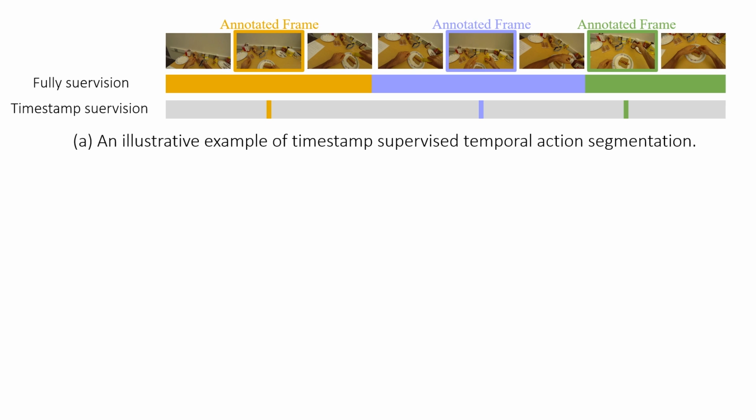Timestamp supervised temporal action segmentation only requires a single annotated frame for each action segment. This reduces annotation cost significantly, but also introduces a new challenge: how to learn the semantics of the entire action segments from the sparse single-frame annotations.